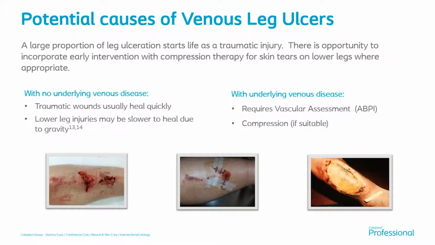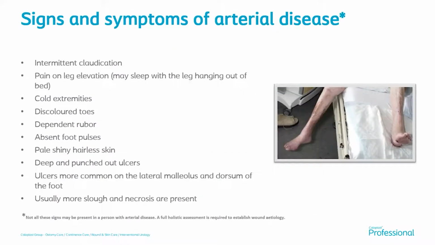The traumatic wounds with no underlying venous disease normally heal quite quickly. If they have an underlying disease, then they're likely to require that vascular assessment and compression if they're suitable for compression after their vascular assessment. So again, it comes back to the assessment of somebody being absolutely key and looking at all aspects of the assessment, not just recording an ABPI number.